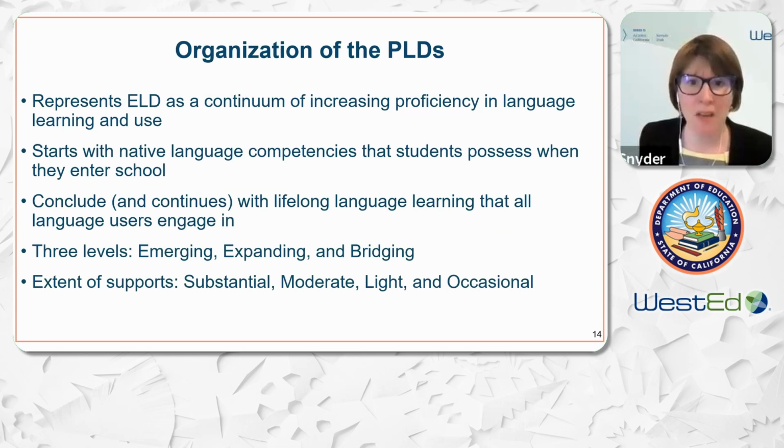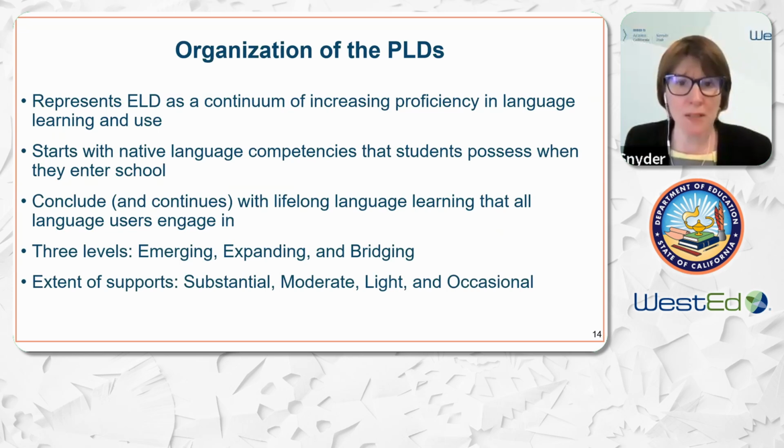So that's very important. The organization of the PLDs represents ELD as a continuum of increasing proficiency in language learning and use, starting with native language competencies that students possess when they enter school, and concluding, though not ending, with lifelong language learning that all language users engage in. So the three levels, emerging, expanding, and bridging, represent the stages of ELD, describing expectations for how well students can understand and use the English language at each level as they continue to build on existing language skills and knowledge.